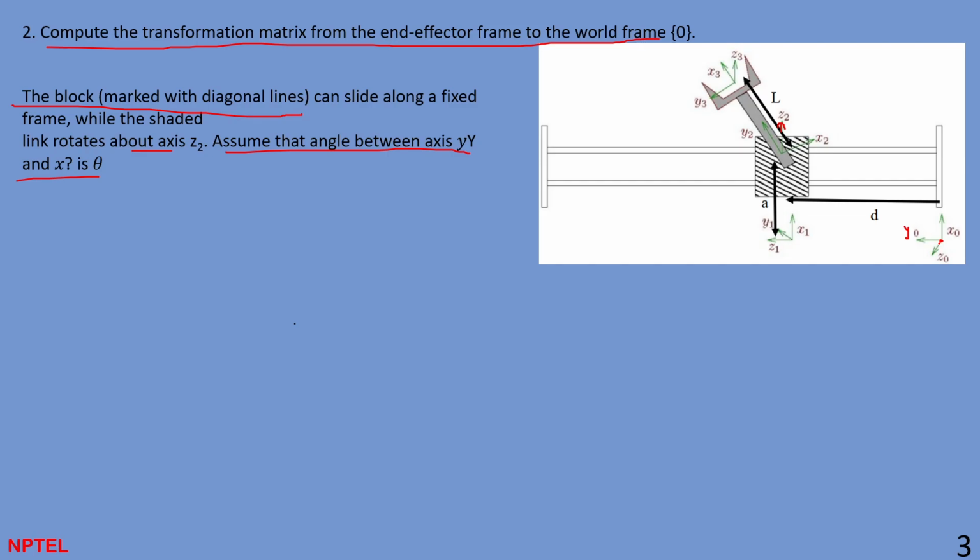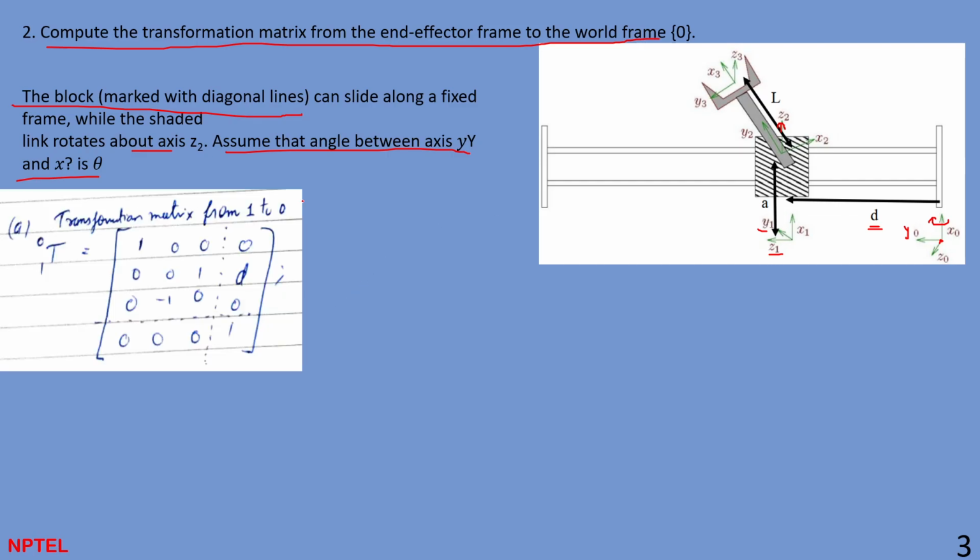So you can see that the translation is happening, which is a d distance, right? But you need to also rotate, right? So how should you reach there? Let's say you rotate anti-clockwise along the x naught axis, and this will be a new frame. So you need to translate and rotate along the x naught direction. This is your first step. So when you go from 0 to 1, this will be your transformation matrix.